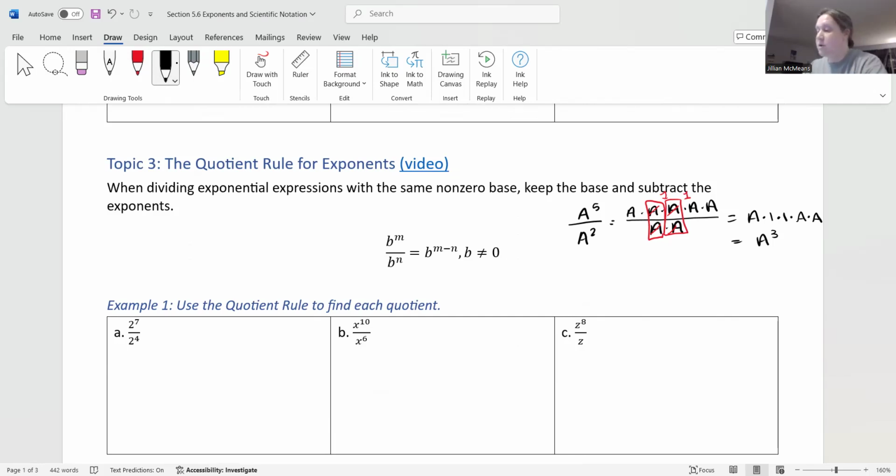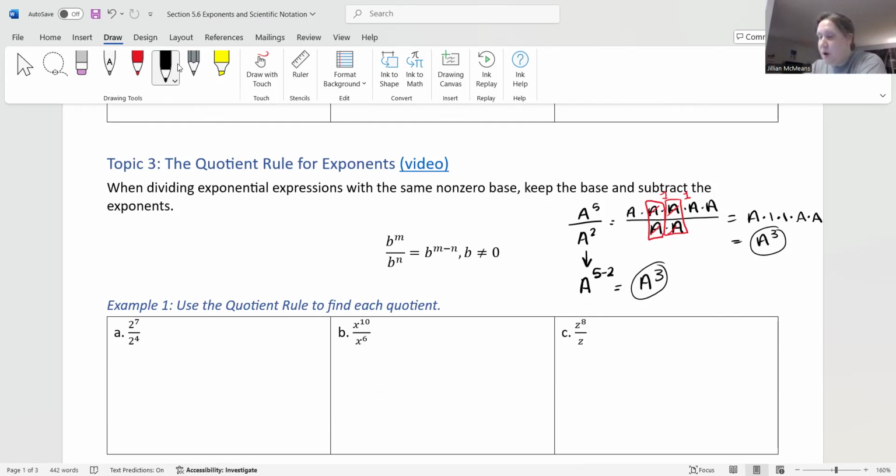But let's go ahead and look at the shortcut. The shortcut says, if you're dividing two expressions that have the exact same base, keep the base. So in this case, our base is A. So we can keep the base and then raise this to the difference of the exponents. Now, you do have to make sure you do the top exponent minus the bottom exponent. So order does matter here. So we want to take 5 minus 2, which gives me A to the third power. So you can see whether we do this the long way or the short way, we get A to the third power. I'm only showing you the long way so you can get a conceptual idea of what is happening. Okay, so let's go ahead and look at our examples.